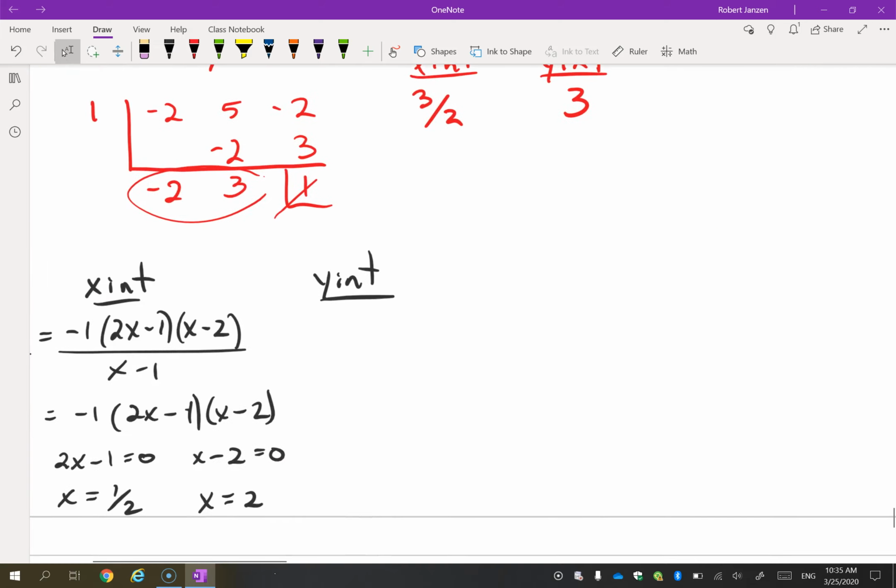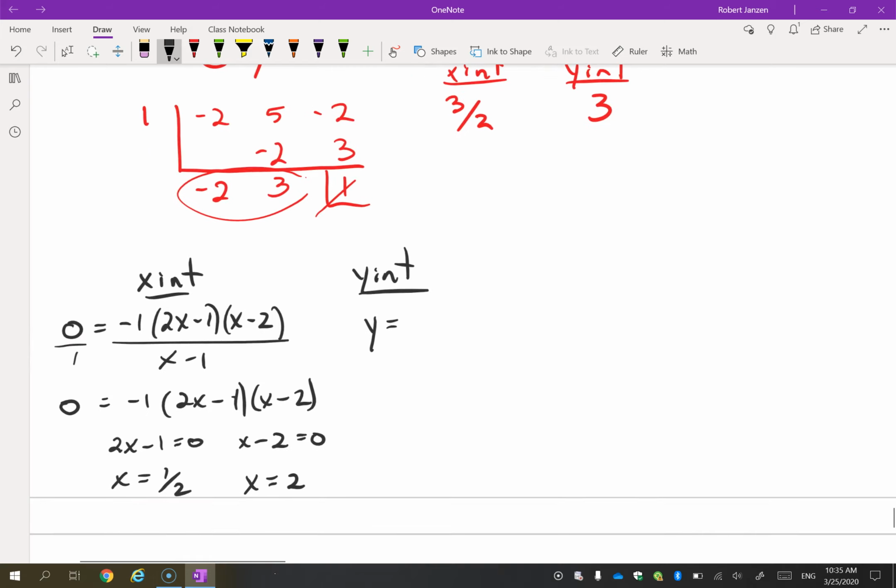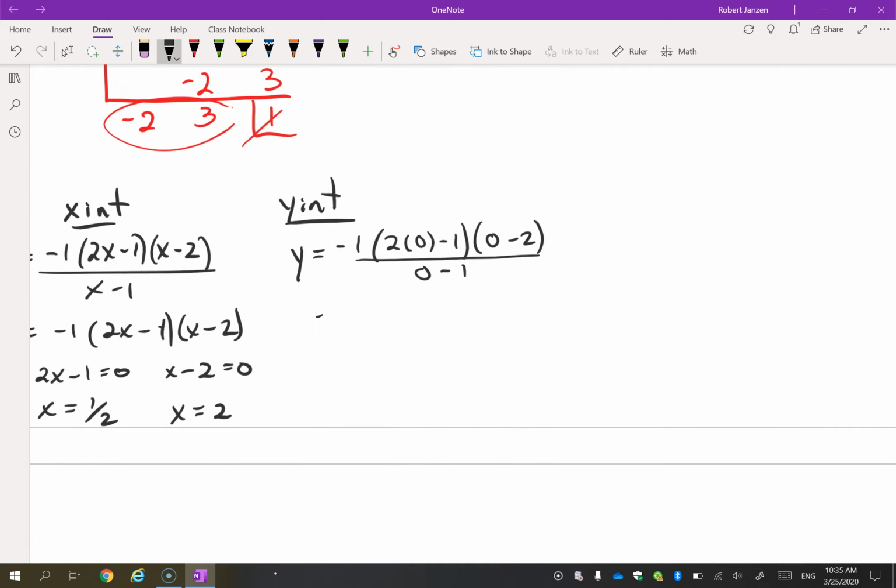The y-intercept, okay, you're going to get negative 1 times 2 times 0 minus 1, 0 minus 2, over 0 minus 1. What does this equal? Negative 1 times negative 1 times negative 2 over negative 1. So I think that's just 2.